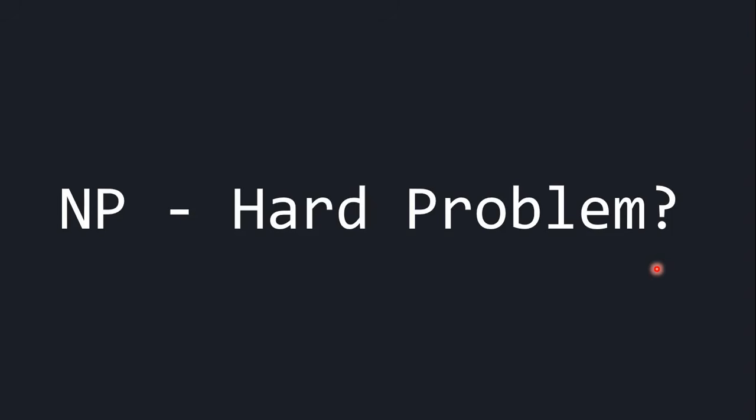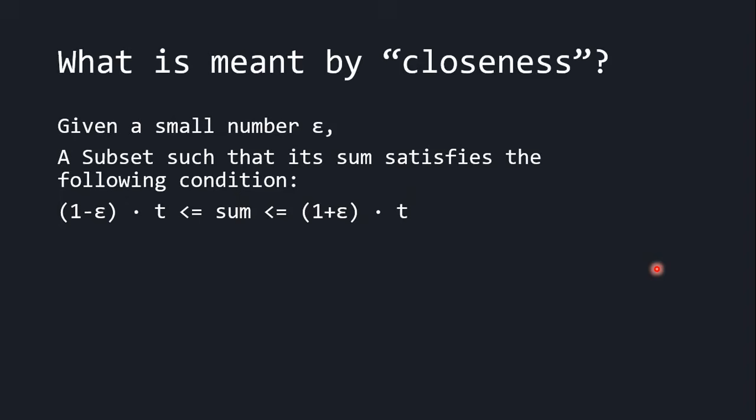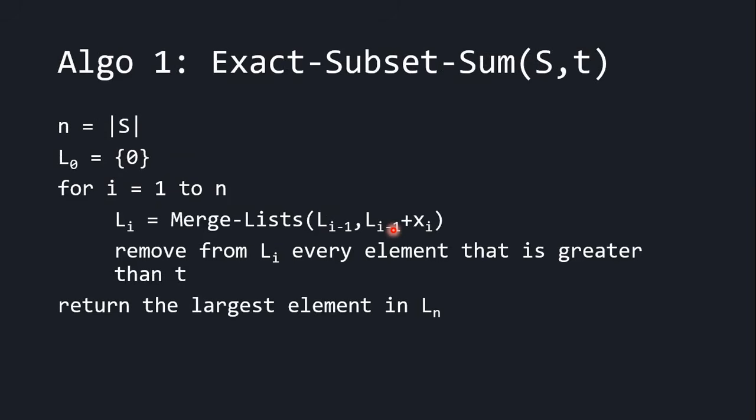A closely related optimization problem is to find a subset whose sum is close to t. What I mean by closeness is that given a small number epsilon, we need to find a subset such that its sum lies between (1 minus epsilon) times t and (1 plus epsilon) times t. To solve the approximation problem, we need to first look at the solution that solves the subset sum problem exactly.